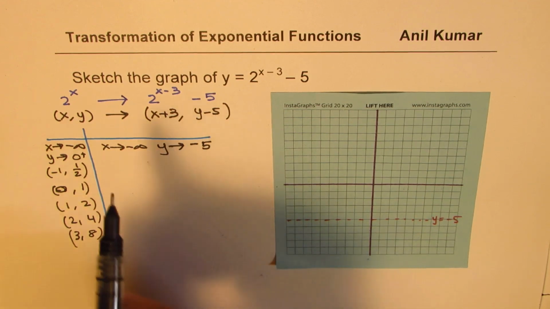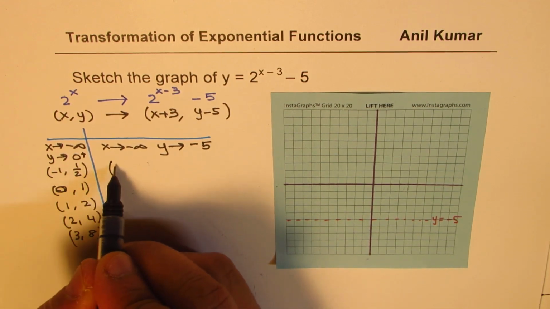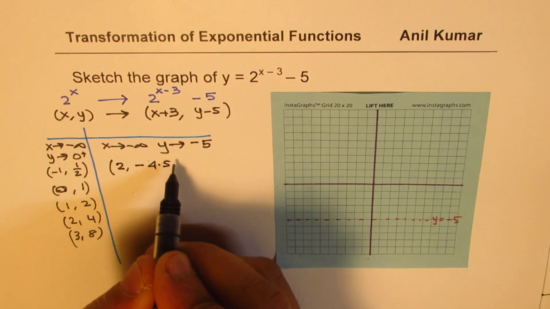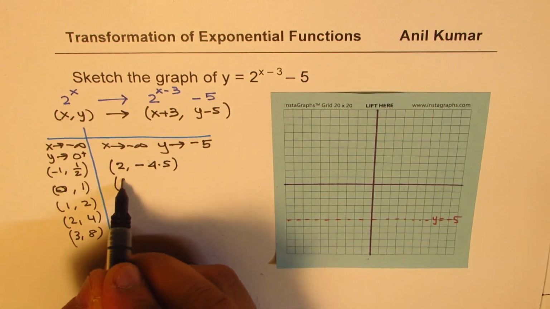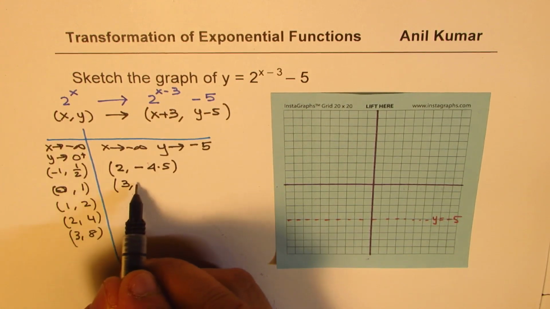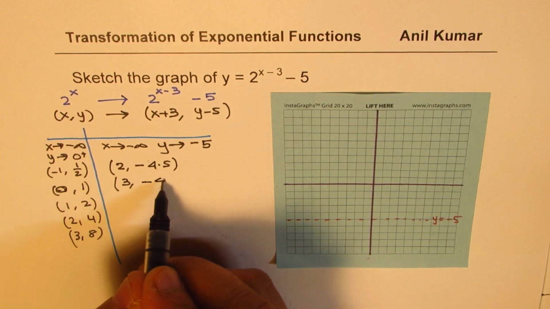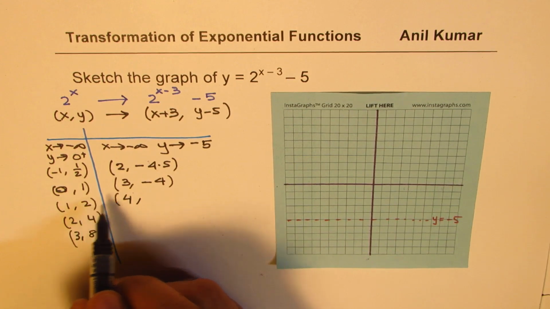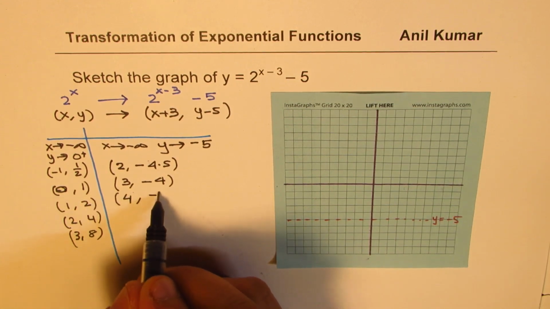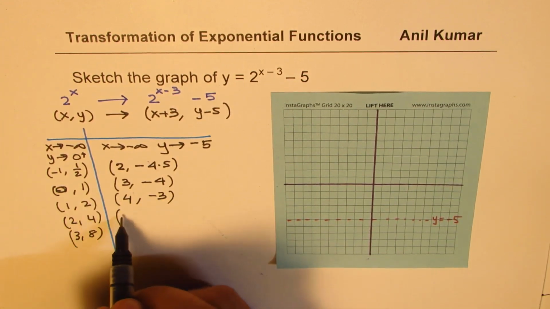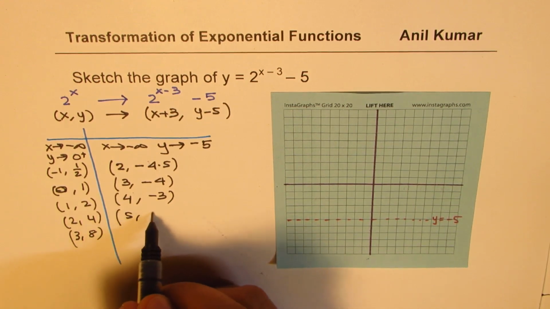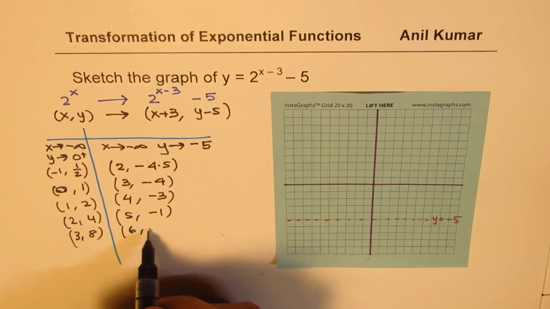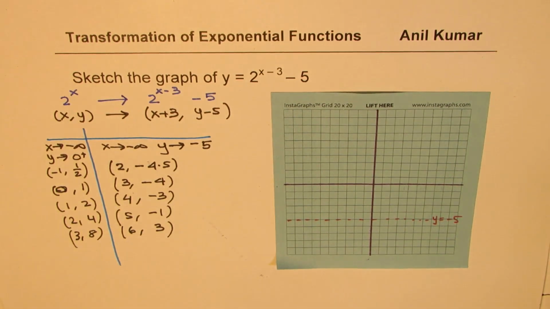To y values, we have to take away 5. Adding 3 to minus 1 gives you 2. Taking away 5 from 1 over 2 will make it minus 4.5. 0 plus 3 becomes 3, and taking away 5 from 1, you have minus 4. Plus 3 to 1 gives us 4, and minus 5 from 2 gives us minus 3. 2 plus 3 is 5. 4 minus 5 is minus 1. 3 plus 3 is 6, and 8 minus 5 is 3. So these are the transformed points.